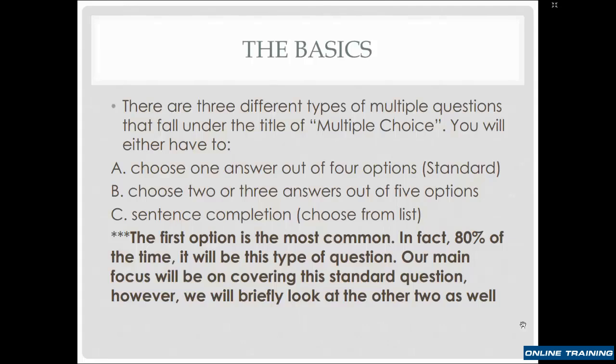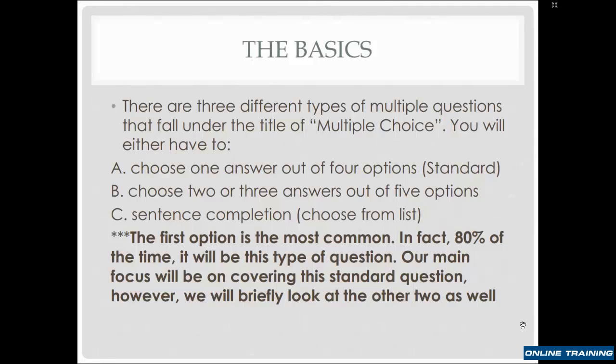Then they have type B, which is pick two or three from a list: choose two or three answers out of four or five options. And then you have your sentence completion multiple choice question, where you may choose from a list of A through F, A, B, C, D, E, F, and you're doing a sentence completion. So you have three different types of multiple choice questions. I'm going to go over examples of the different types, okay?